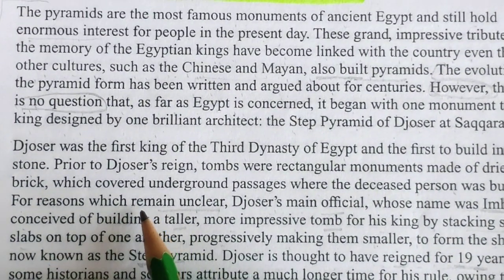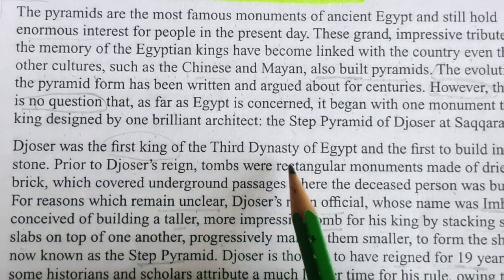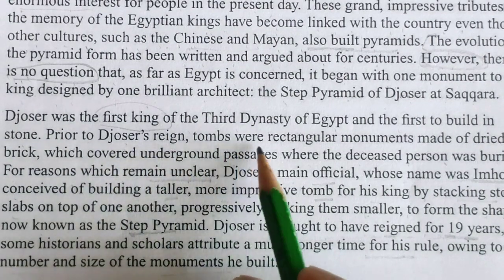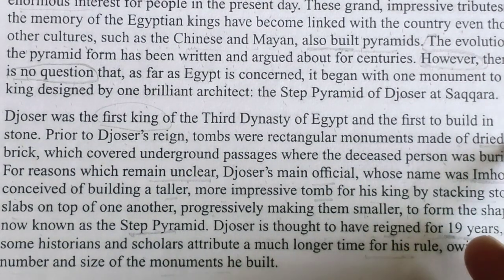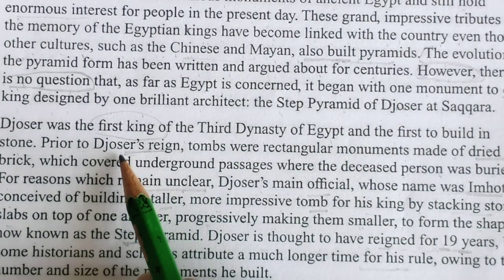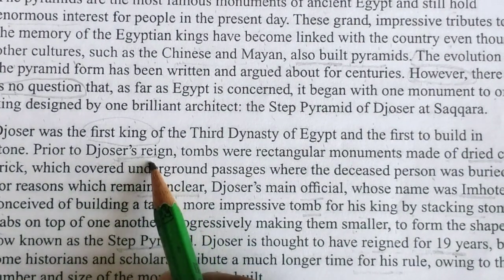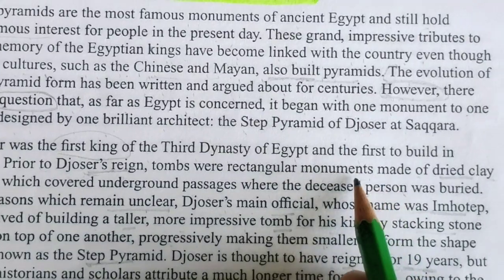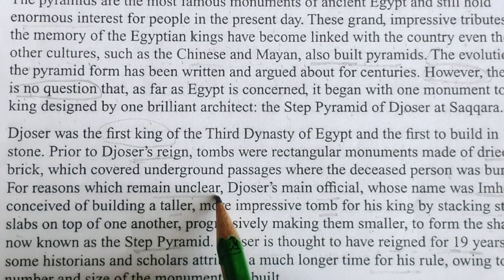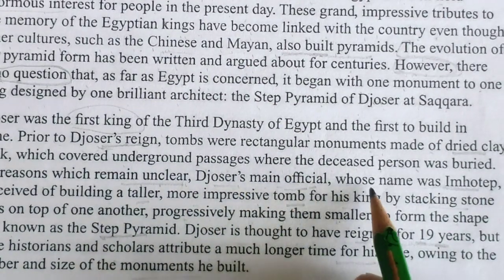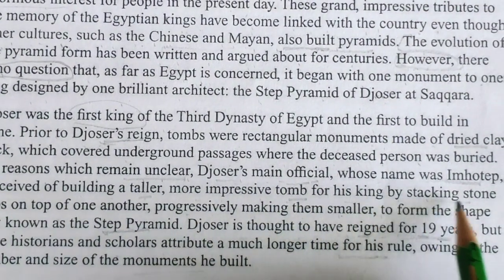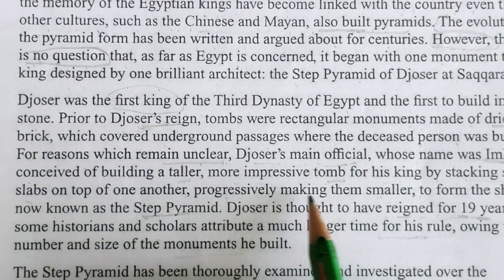So what I can get from here was the first king, third, prior to Djoser's reign, tombs were rectangular monuments. Prior to this king's ruling, they were making monuments of dried clay brick, covering underground passages, for reasons which remain unclear. But Djoser's main official, whose name was Imhotep, conceived of building a taller, more impressive tomb for his king by placing slabs one on top of another.